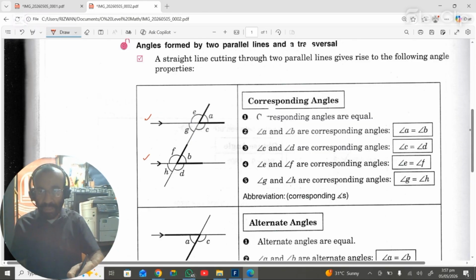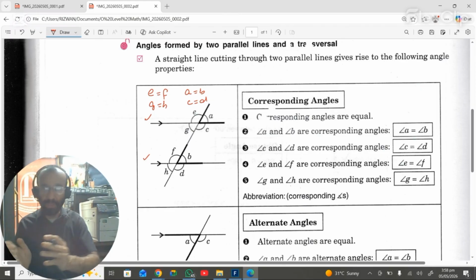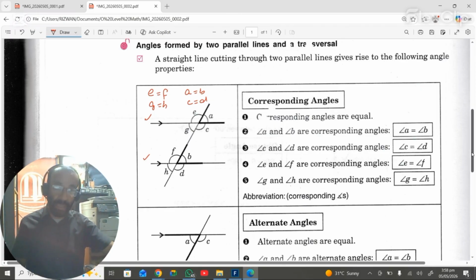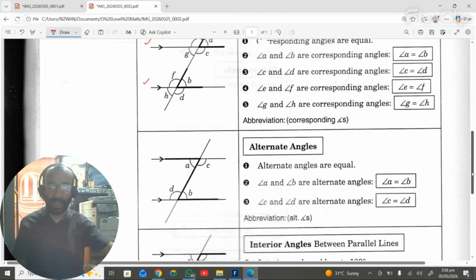So look now, this is E and this will be F. So E and F are on the same slope. Likewise, G and H are on the same slope. Likewise, A and B are on the same slope, and likewise C and D are on the same slope. So these are the corresponding angles which are on the same slope, and these are equal according to concept. These kinds of the angles are called corresponding angles.